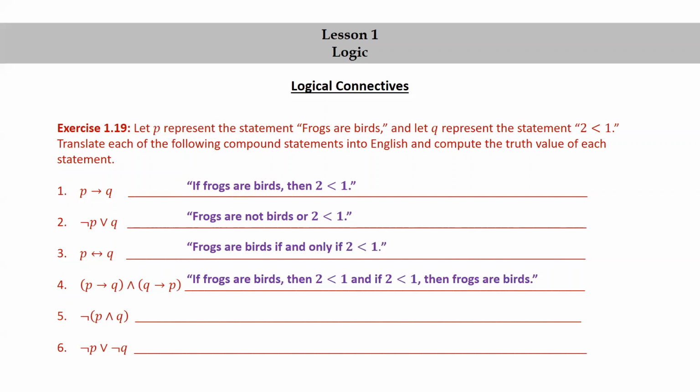The negation of P and Q can be written, it is not the case that both frogs are birds and 2 is less than 1. And not P or not Q can be written, frogs are not birds, or 2 is not less than 1.